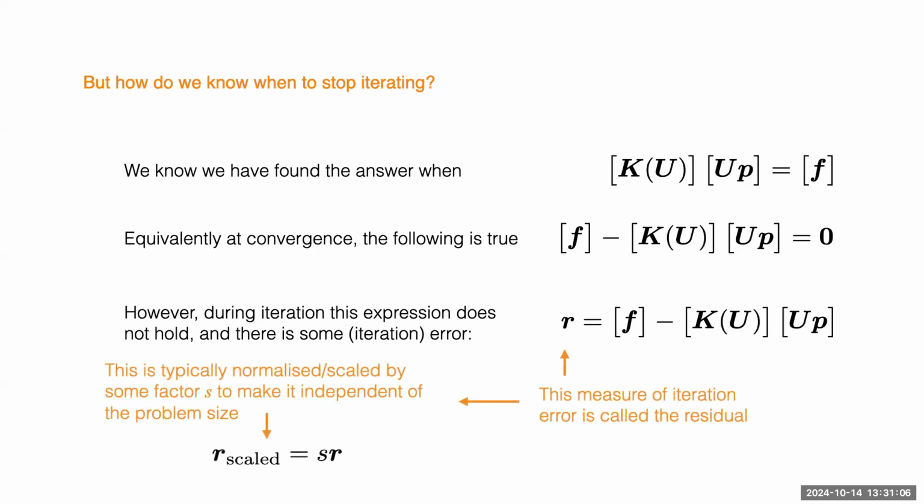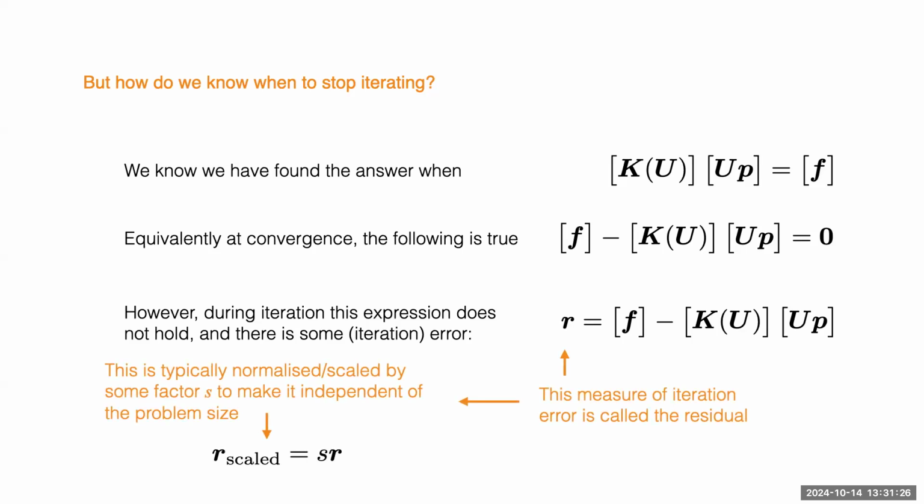So this residual is a number for every cell in this case. If we have 3 velocity equations and 1 pressure equation, we will have 4 scalar numbers for every cell, an imbalance for each conservation equation per cell. So that's a measure of iteration error.